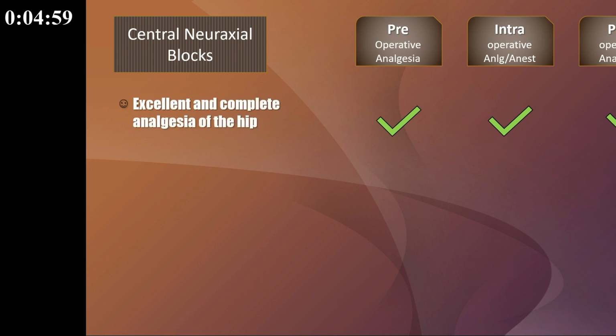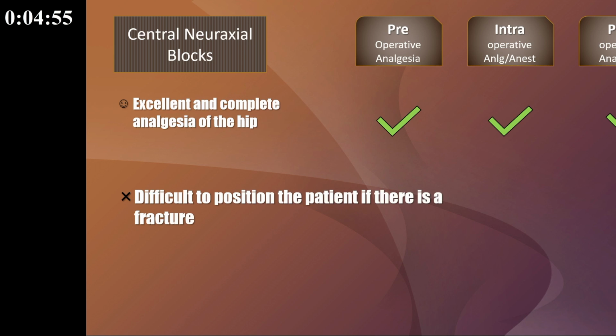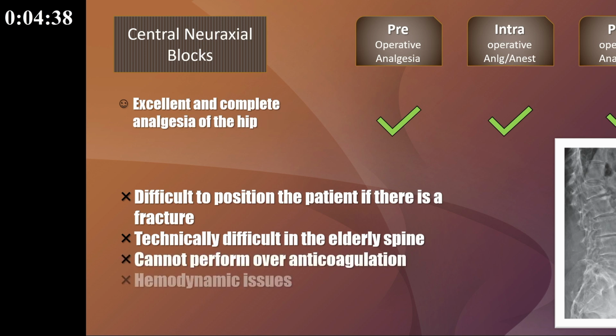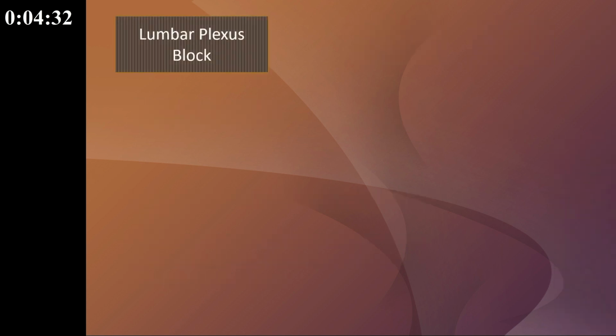It provides excellent and complete analgesia of the hips. You don't need to worry about which nerve is coming through. But it's very difficult to position the patient if there's a hip fracture. You may already know this. Technically difficult in the elderly spine, especially if you're trying to do it in the pre-op period. They've called you to ER and you're trying to do it. It's going to be difficult. And the limitations with anticoagulation are there. Of course, if it's a very frail patient, you may have hemodynamic issues.